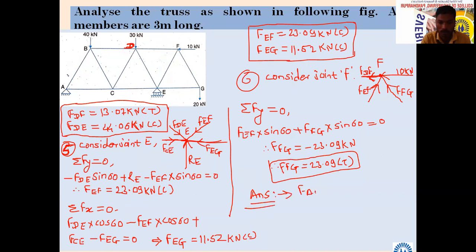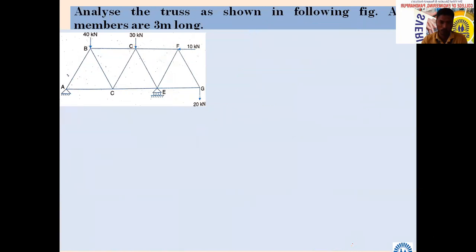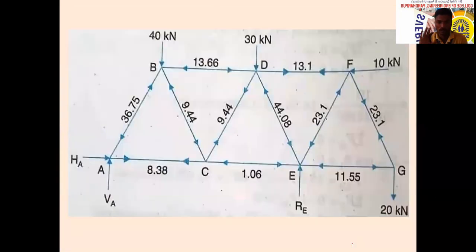AB equal to this, AC equal to this, BC equal to this, BD equal to this, and so on. 11 members you can give as a list. I will not write it now. So as an answer, you can give it like this. And finally, if you want to go for more precision, you can give the answer like this.